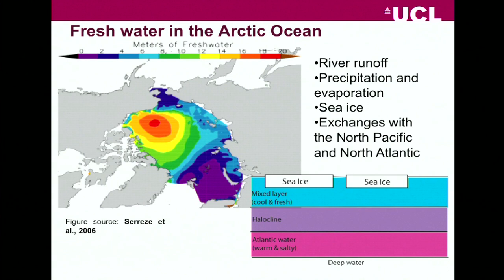Now, we're interested in the storage and distribution of this fresh water because if it's released, even in part, it has the potential to disrupt the thermohaline circulation, which then could have a knock-on effect to our climate in Northern Europe.